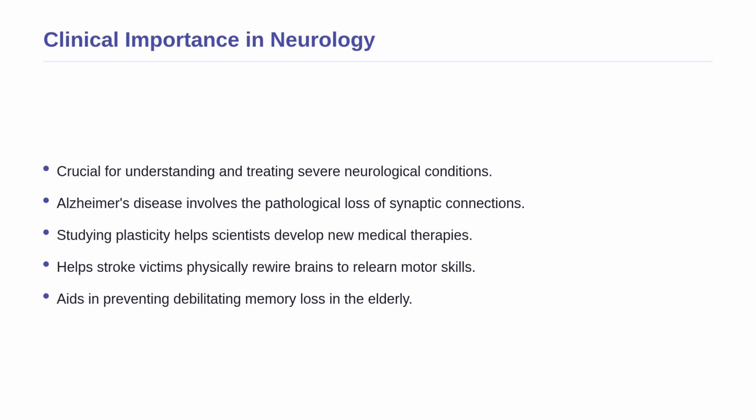This concept brings us to its critical role in medicine. Understanding synaptic plasticity is absolutely crucial for treating severe neurological conditions. For instance, diseases like Alzheimer's involve the pathological loss of these vital synaptic connections, leading to cognitive decline. By deeply studying how synapses strengthen and weaken, scientists and doctors are developing cutting-edge therapies. These treatments aim to help stroke victims physically rewire their brains to relearn lost motor skills and to prevent debilitating memory loss in the elderly population. It is a field of study that holds the key to curing many brain disorders.